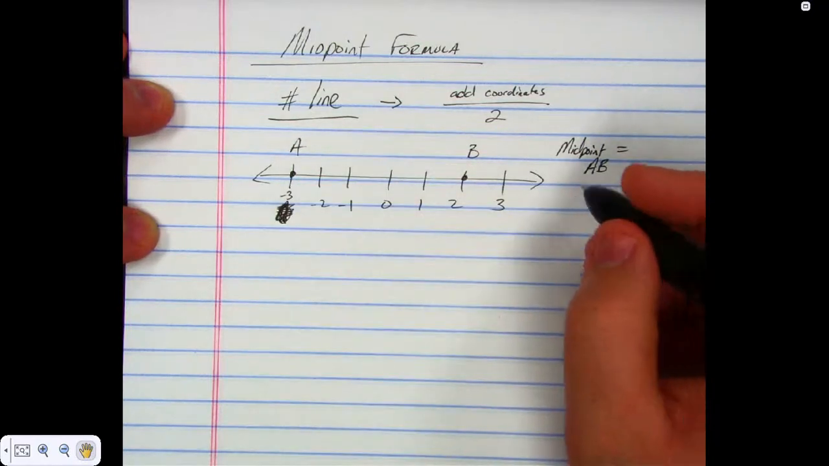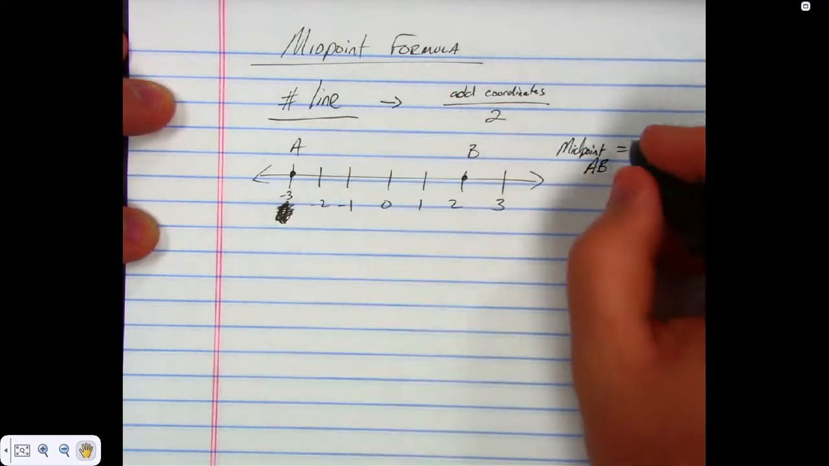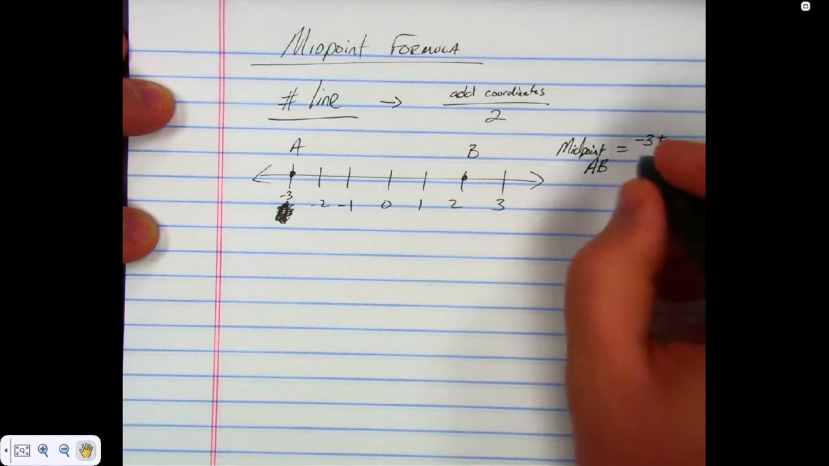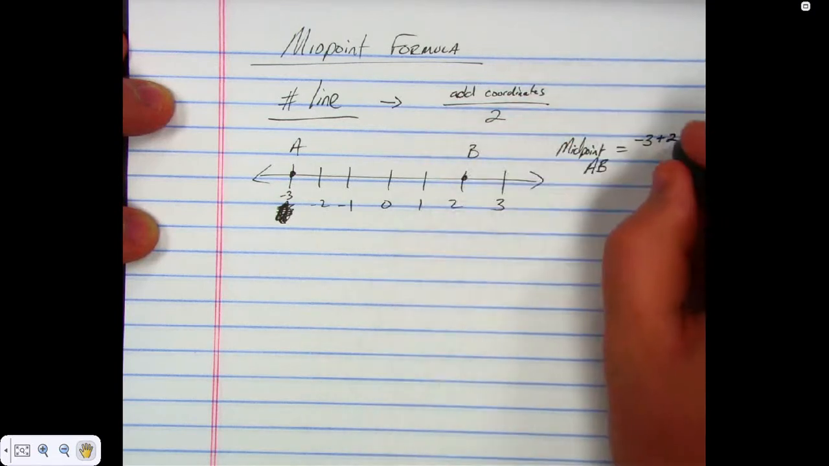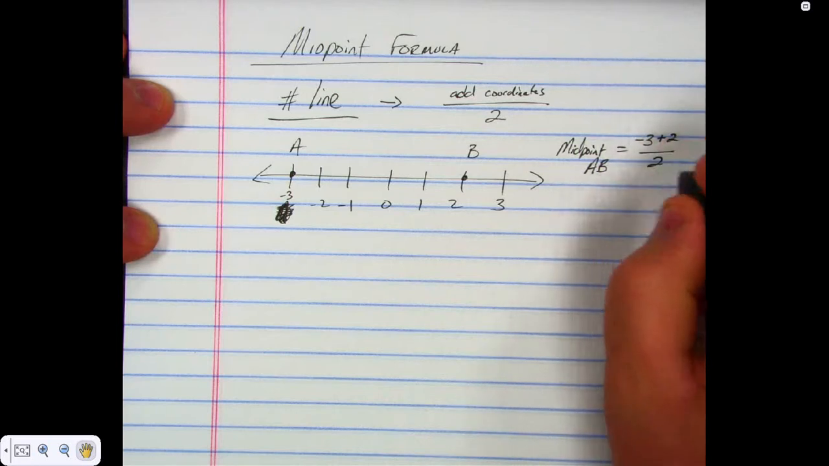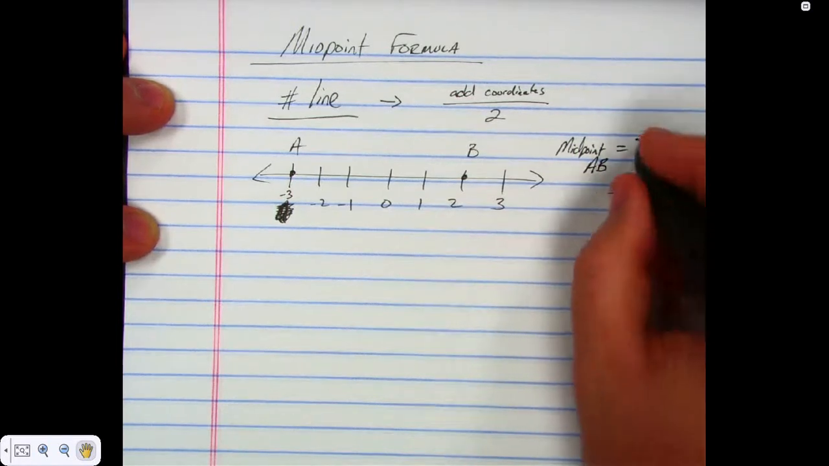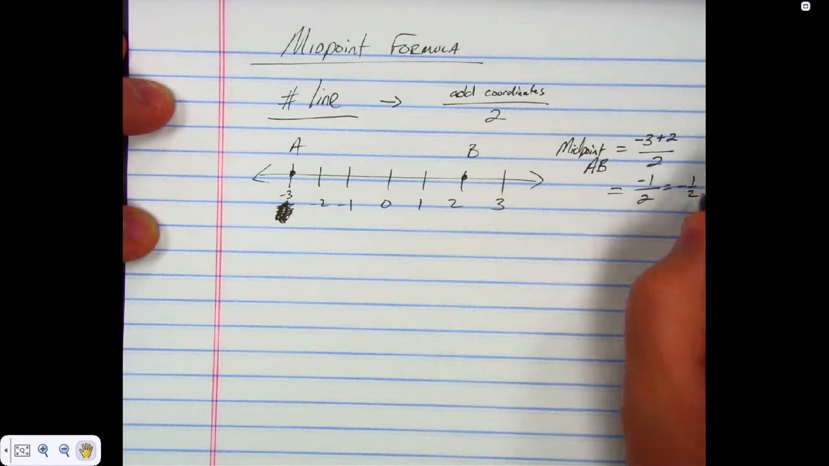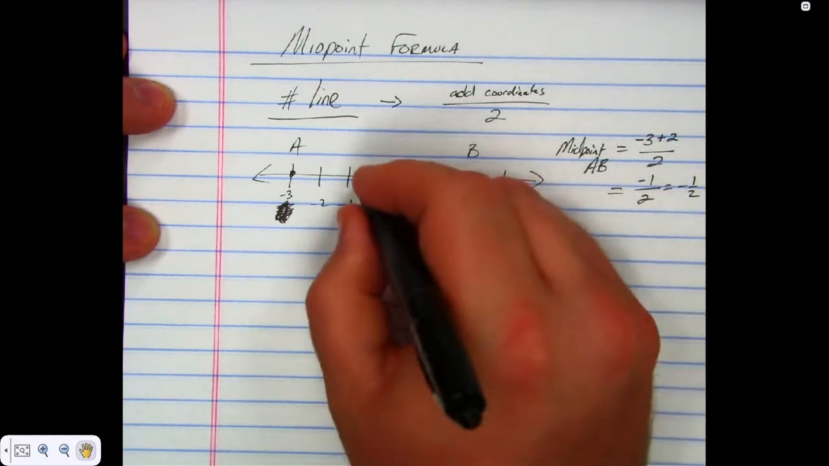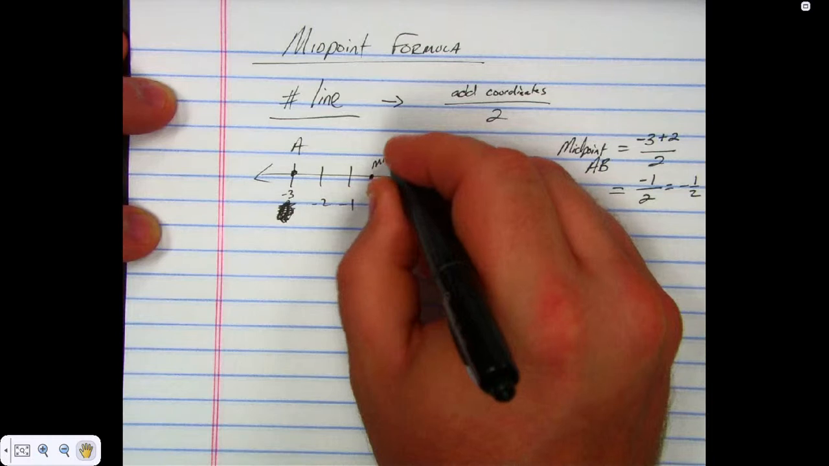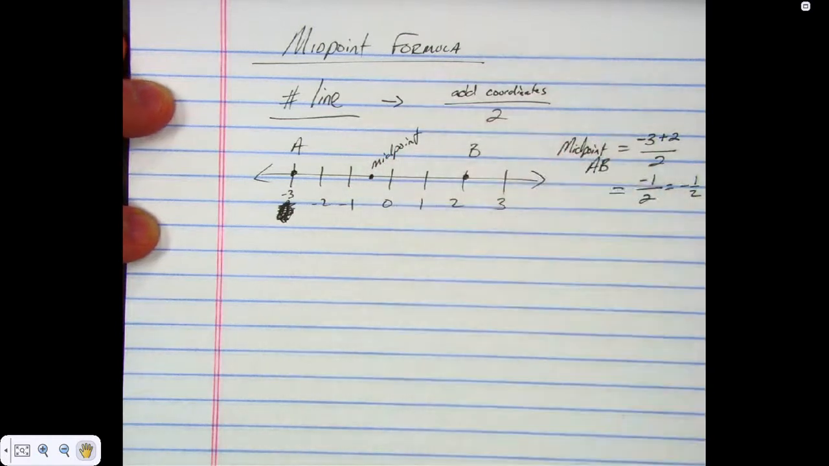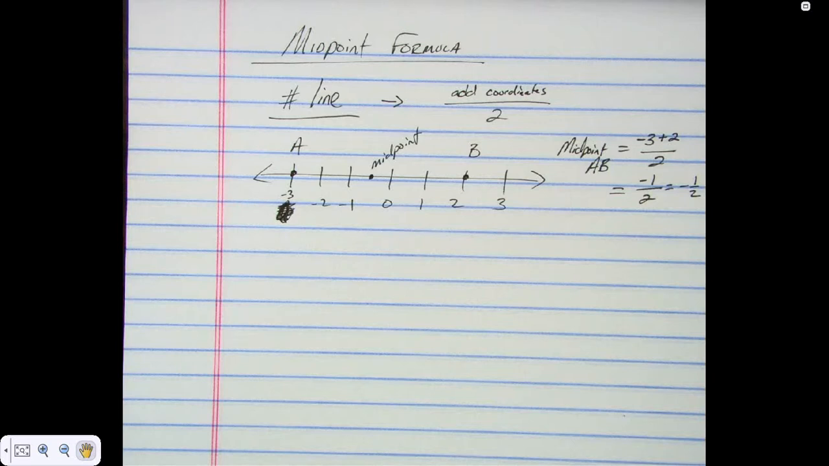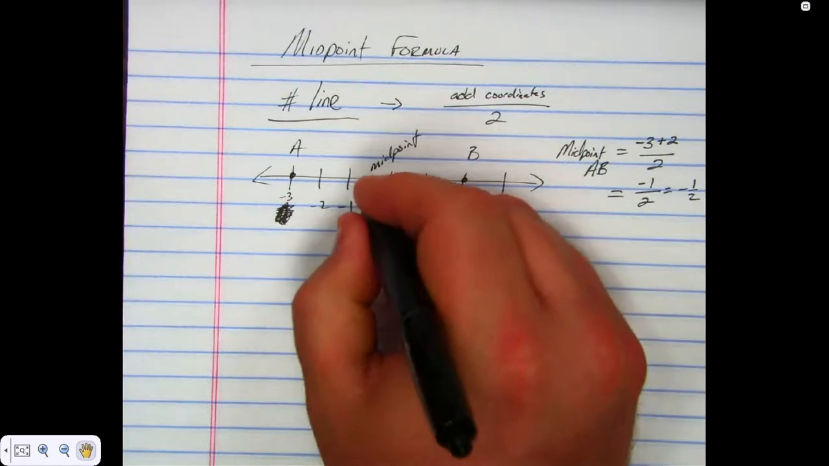Add them and then divide by 2. So my coordinate for A is negative 3. I add my coordinates together, so I add that to my coordinate for B, 2. And then I divide by 2. What would the midpoint be? That would be negative 1 over 2, so it's negative 1/2. So basically, right there is the midpoint. I know I didn't make a perfect line, but does that look about where the middle ought to be? Yep, at negative 1/2.